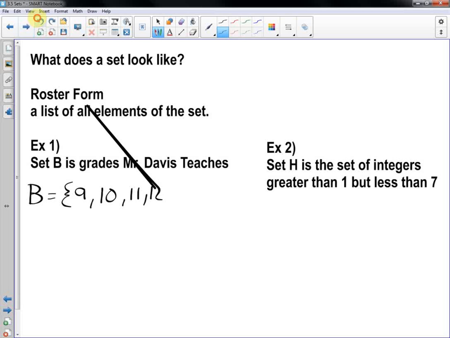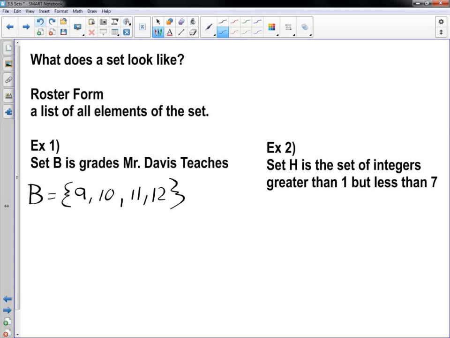Oops. 10, 11, 12. That looks a little bit better. Okay, so set B is 9, 10, 11, 12. Those are the grades I teach.